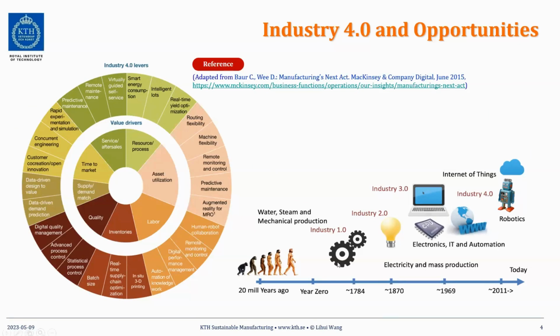The inner circle is the value drivers. The outside is the Industry 4.0 levels. Inside you can see asset utilization, labor, inventory, quality, and so on and so forth. These can be addressed by different technologies. What I want to share with you is, for labor, to help labor or address social sustainability, remote monitoring and control and human-robot collaboration. Those are the two aspects I wanted to share with you.